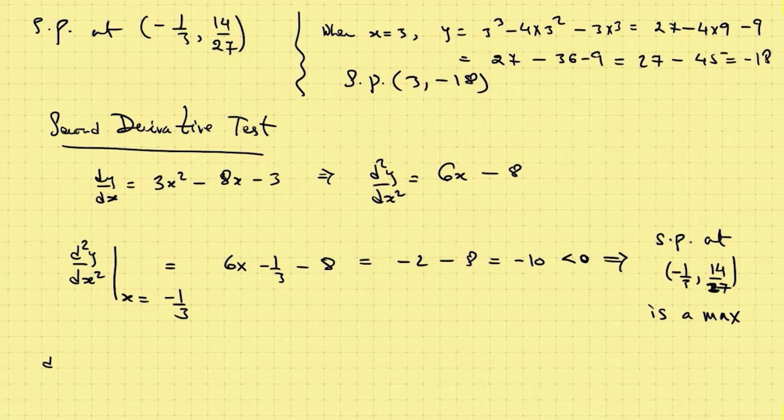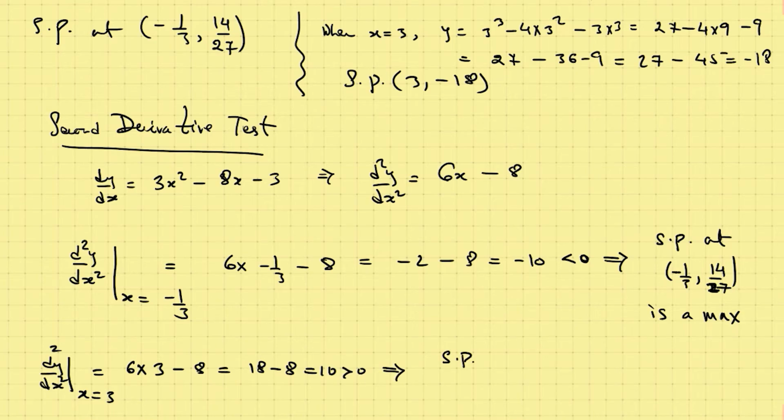So let's repeat this with x equals 3. The second derivative is 6x minus 8, I should have said. So I'm going to get 6 times 3 minus 8, which is 18 minus 8, which is 10, which is positive, and that tells me that the stationary point at 3 and minus 18 is a minimum.